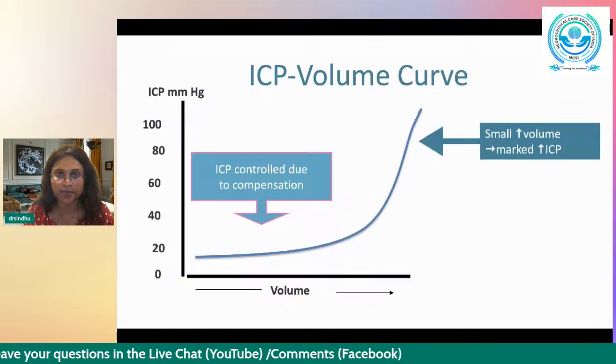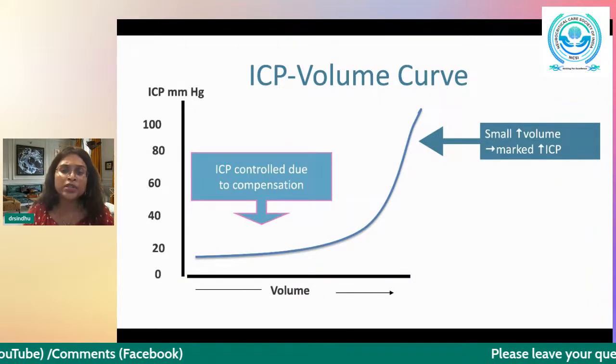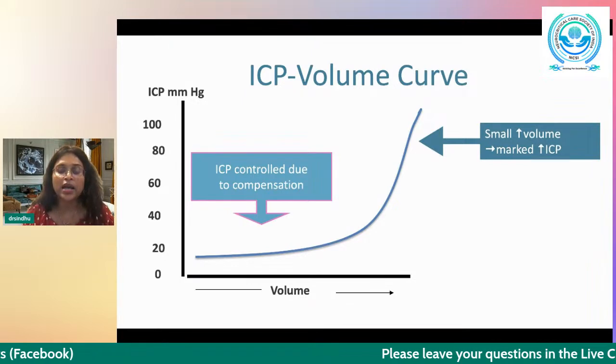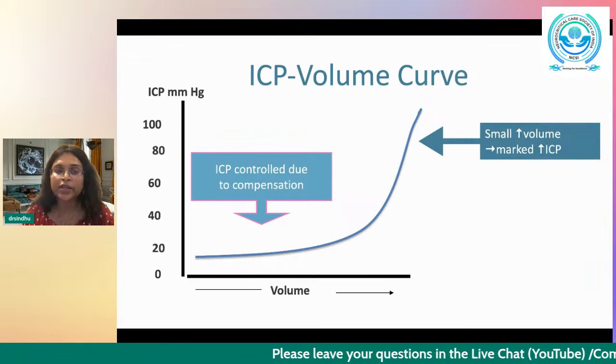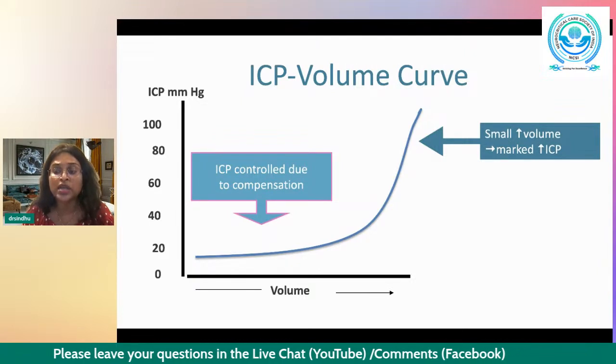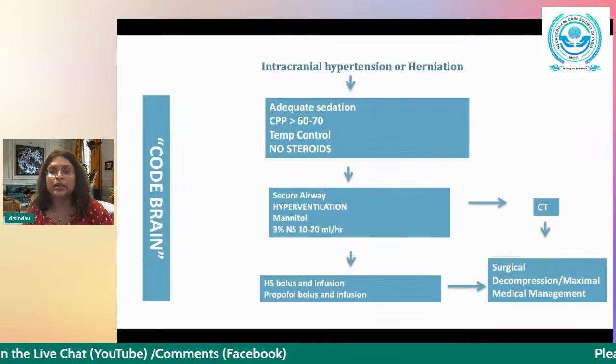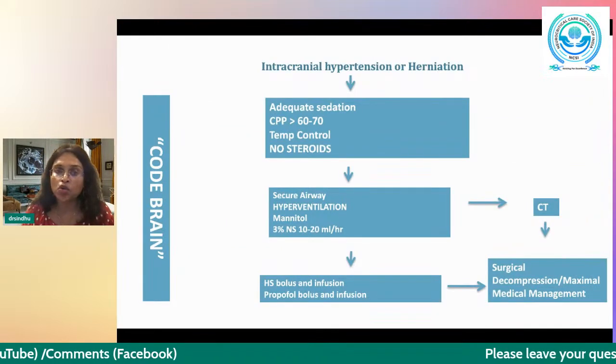Now coming to this ICP volume curve, according to this curve, the brain can accommodate changes in the volume and still maintain a constant ICP. But at a certain point, even small changes in the volume cause a very high ICP. So this will cause clinical herniation. So how do we tackle this code brain situation?